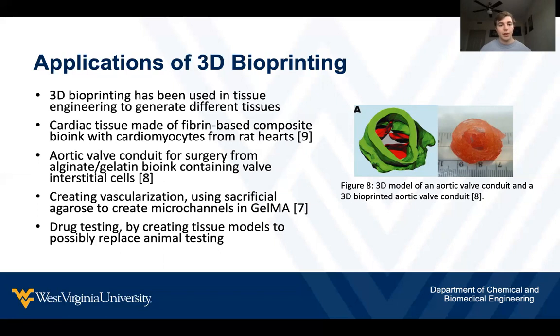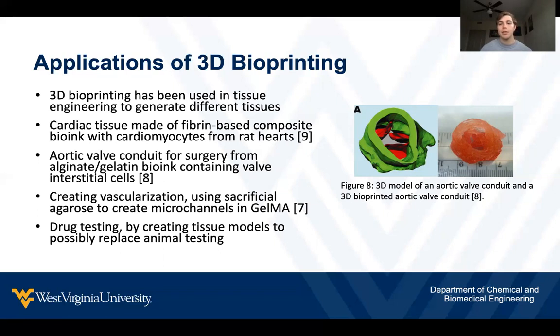Another study looked at an aortic valve conduit. This is typically used in surgery to help replace the aortic valve when it's been damaged. In this study, as shown in figure 8, you can see they have a 3D model of the aortic valve and then the bioprinted valve conduit. And they used an alginate gelatin bioink containing valve interstitial cells.